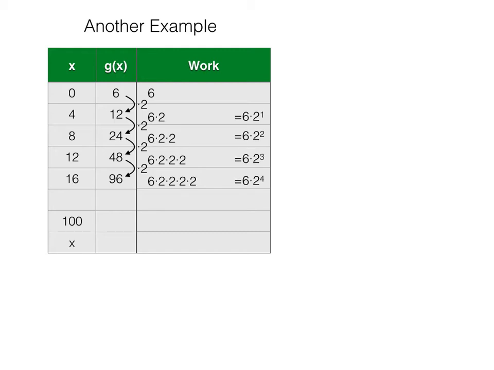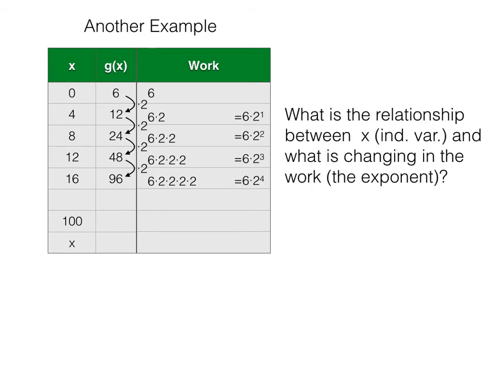And again, we have to ask the question: what is the relationship between x, our independent variable, and what is changing in the work, in this case the exponent? So when x was 4, the exponent was 1. When x was 8, the exponent was 2. When x was 12, the exponent was 3. When x was 16, the exponent was 4. So how do we get from one to the other? Well, 4 divided by 4 is 1. 8 divided by 4 is 2. 12 divided by 4 is 3. So it looks like the exponent is x divided by 4.